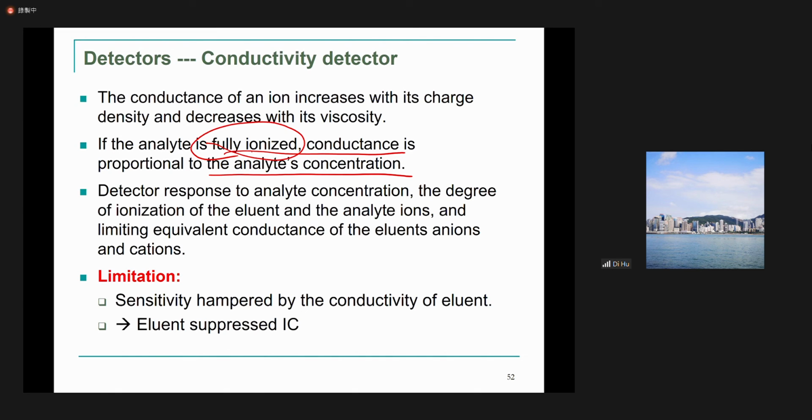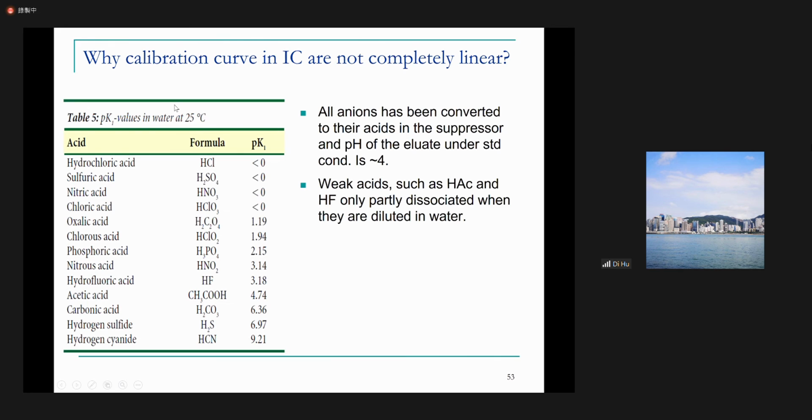The detector responds to analyte concentration and the degree of ionization of the eluent and also the analyte ions. That means you want it to be fully ionized. So that comes to the issue of the weak acid, and we have to do the eluent suppression. Remember I said that after the sodium carbonate bicarbonate system goes through the column and suppressor, the pH of the eluent is about 4, because it has carbonic acid and also hydronium ions.